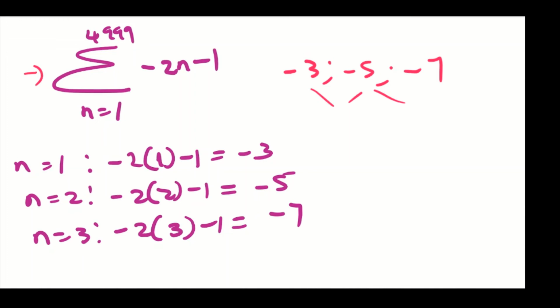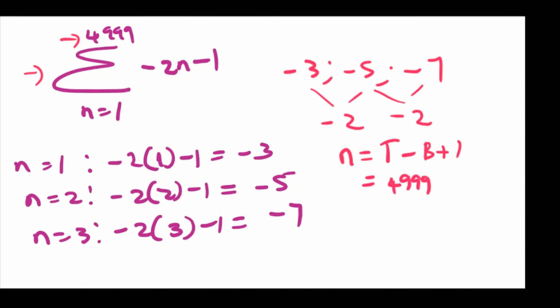So now we need to find the common difference between these terms. Minus 5 minus minus 3, you're going to get minus 2. So the common difference is minus 2. And the n value is equal to top minus bottom plus 1. The top is this 4999, minus the bottom, which is 1, plus 1. So your n value is equal to 4999, right?